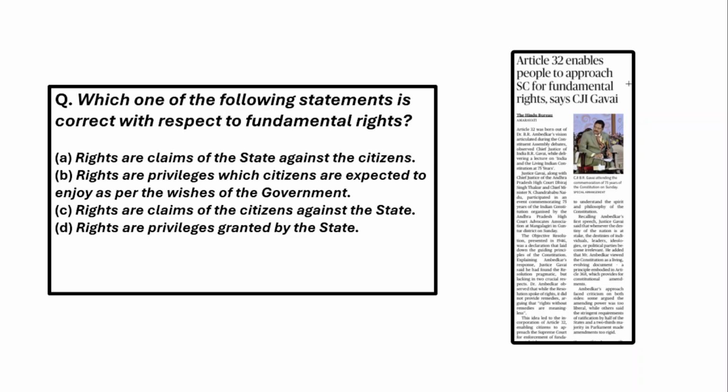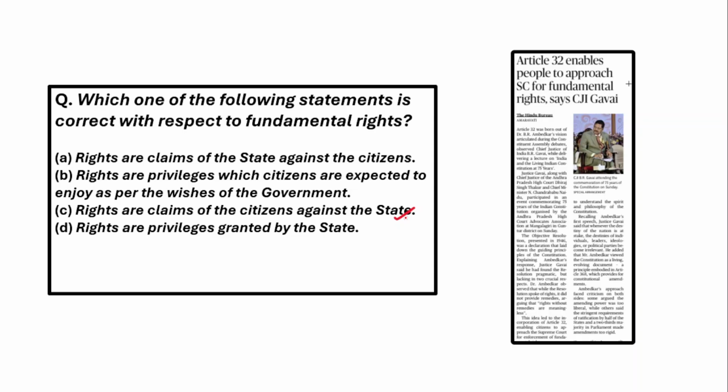Option C says rights are claims of the citizens against the state. This is absolutely true. Rights are claims of the citizens against the state. So the correct answer for this question is option C. As I have already told you, rights are not privileges granted by the state. So therefore option D is also incorrect. Now in this context, the correct answer for this question is option C. Rights are claims of the citizens against the state.